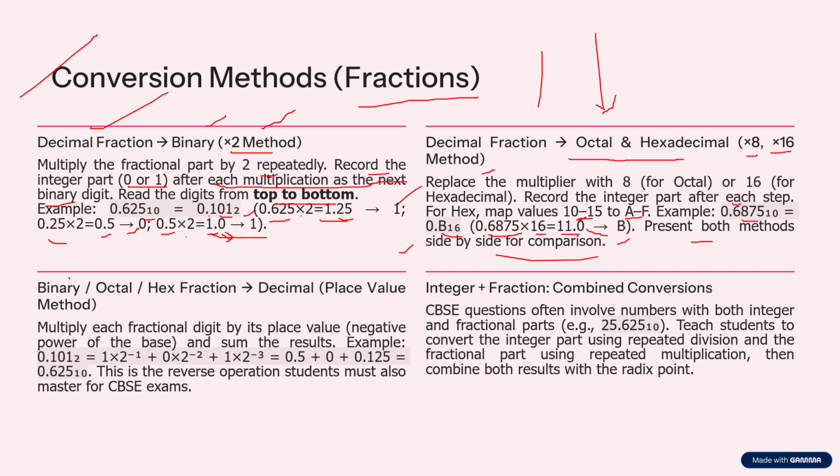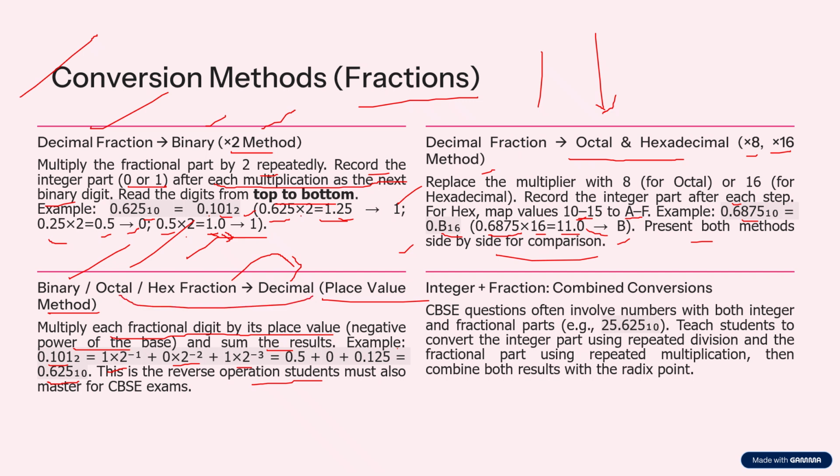To reverse from binary, octal, or hex fraction to decimal, we will use the place value method. Multiply each fractional digit by its place value, a negative power of the base, and sum the results. Example, 0.101 in base 2: 1 times 2 to the power minus 1, 0 times 2 to the minus 2, in increasing order, plus 1 times 2 to the minus 3. That means 0.5 plus 0 plus 0.125, and we get 0.625 in decimal. This is the reverse operation as compared to the earlier operations.